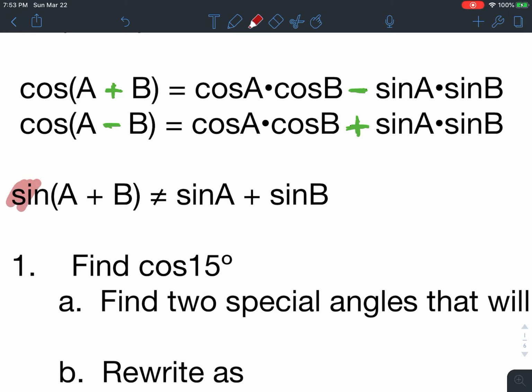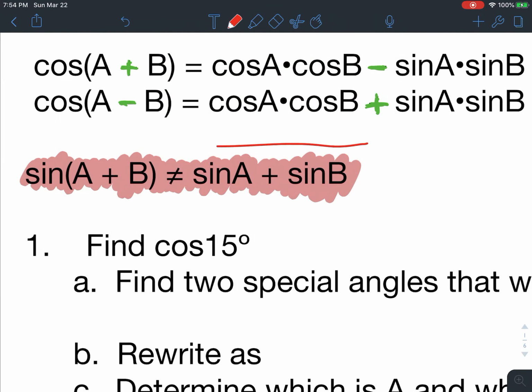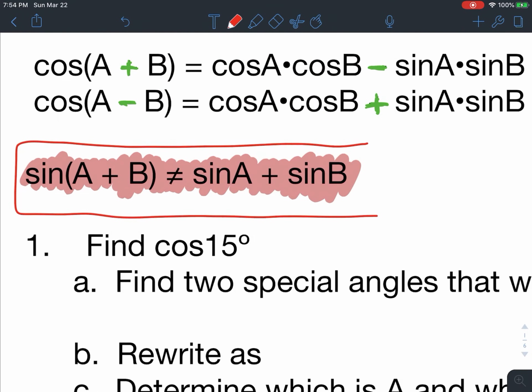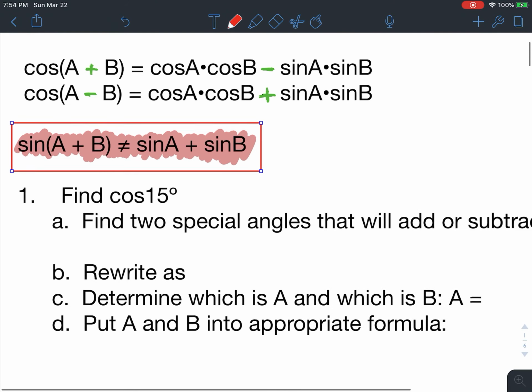And this is the big takeaway. The sine of two angles together does not equal the sine of the angle plus the sine of the other angle. It's just not true. So this is really, really important. You're going to do it anyway, I know it, but hopefully maybe I'll catch somebody.